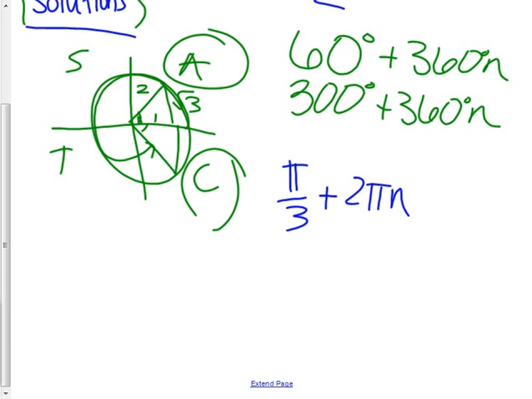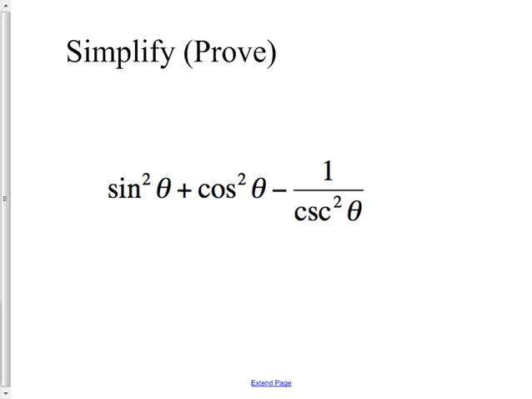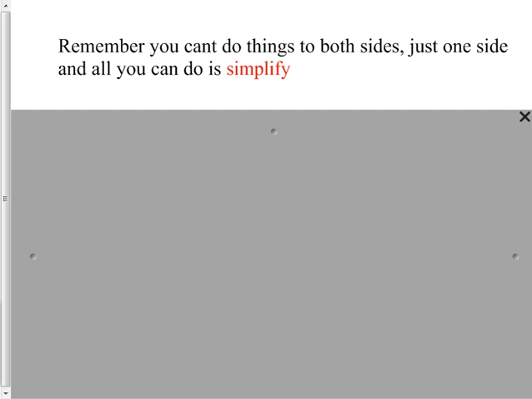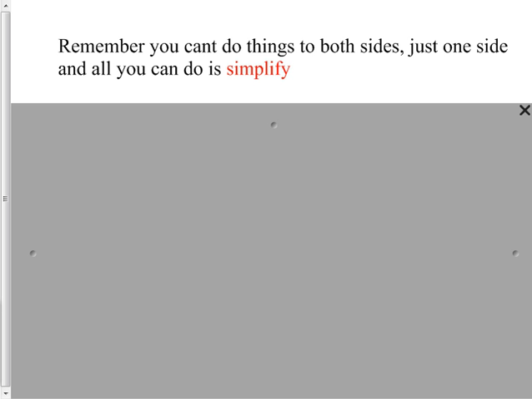So we started with simplifying, and then we moved to solving solutions. And then lastly, we went to proving. So I have some proving reminders. Remember, you cannot do things to both sides. Usually we pick the left side, substitute in some of our identities to get it to equal the right side. And also remember that you're not going to want to multiply anything by one side. You're just simply simplifying. You're not multiplying. You're not adding radicals. Just using your identities to simplify.